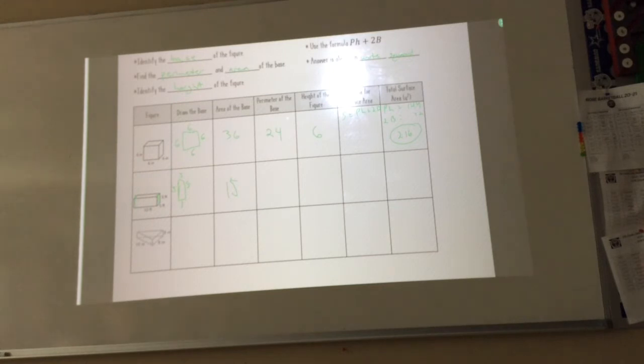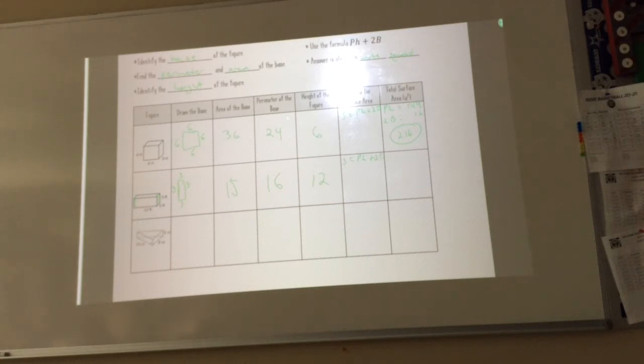Addison, how do I find the perimeter of my rectangle? What's that going to give me? 30. Oh wait, no, you have to add. So 16. Jackson, what's the distance separating my two bases? 12. Very good. Donna, can you tell me what the formula is for this? S equals P times h plus 2B. Very good.